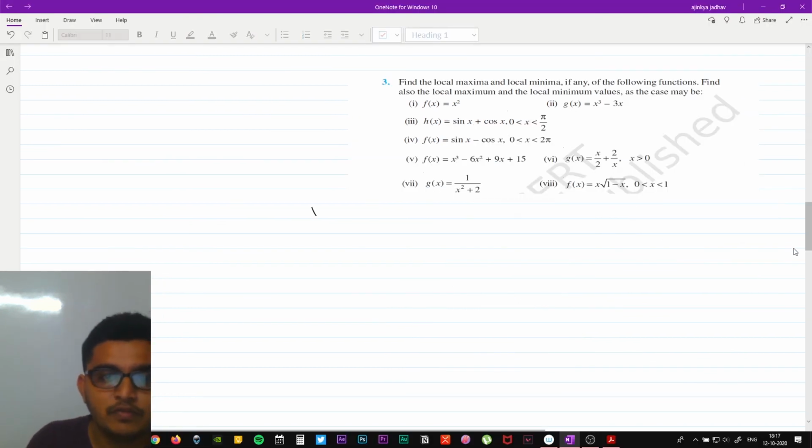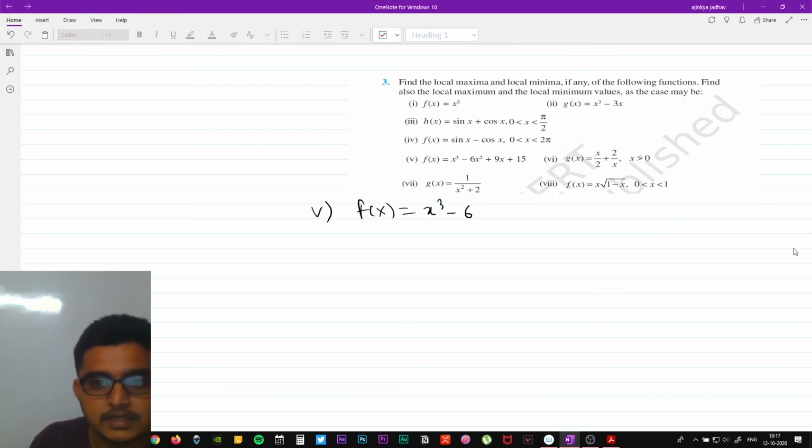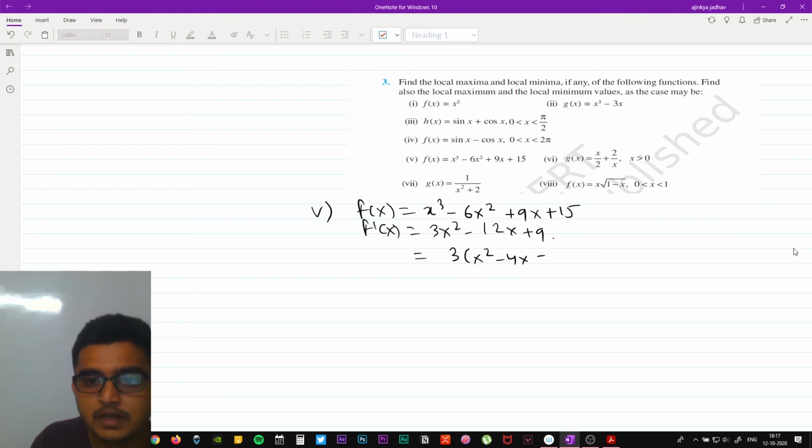So now we have a fifth question with us, which is f of x equals x cube minus 6x square plus 9x plus 15, and we need to immediately understand f dash of x equals 3x squared minus 12x plus 9. Immediately, if we take 3 common, we have x square minus 4x plus 3, and if we equate this to 0, we are going to find the answer.